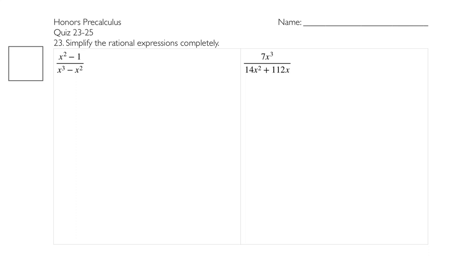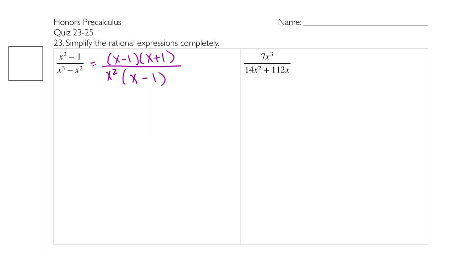Simplify the rational expressions. Before we can simplify, we need to factor. This numerator is a difference of squares, so it factors to x minus 1, x plus 1. The denominator has a GCF of x squared, so I can take an x squared out of both of those terms, and then I have an x minus 1 left over.